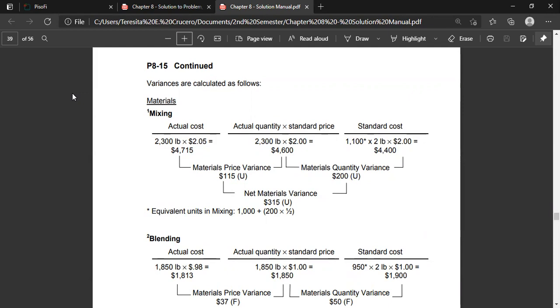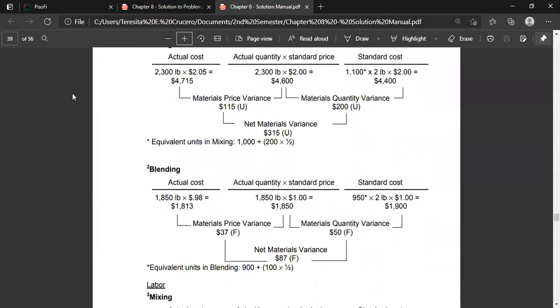So 4,600. So the material price variance 115 is unfavorable. The material quantity variance is 200 unfavorable. So you get the net material variance 315 unfavorable. The equivalent units in mixing is 1,000 plus 200 times 1 half. Then we go to the blending.